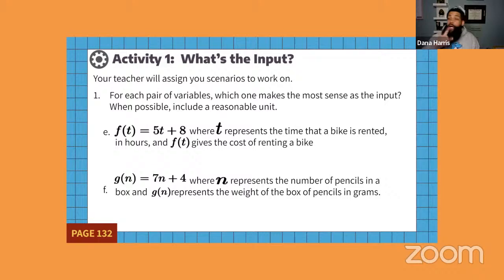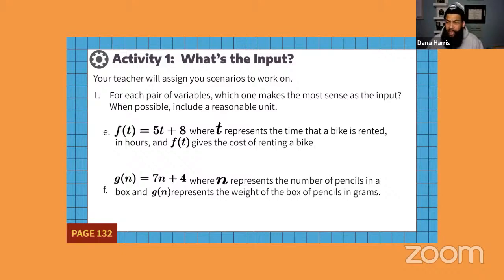Okay. So I apologize. This is still activity 1. It's out of order, but it's okay. So we're at the top of page 132, but it's all good. For each pair of values, which one makes the most sense as the input? When possible, include a reason. F of t equals 5t plus 8, where t represents the time that a bike is rented in hours, and F of t is the cost of renting the bike.